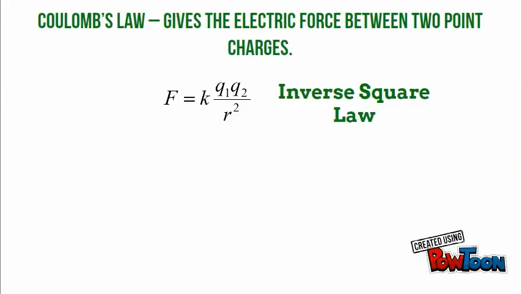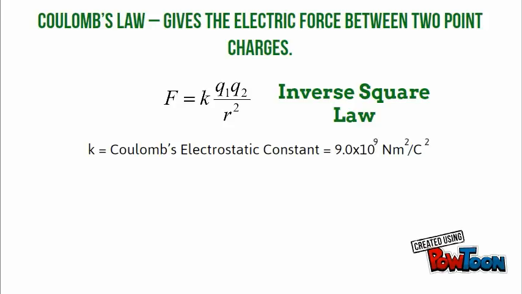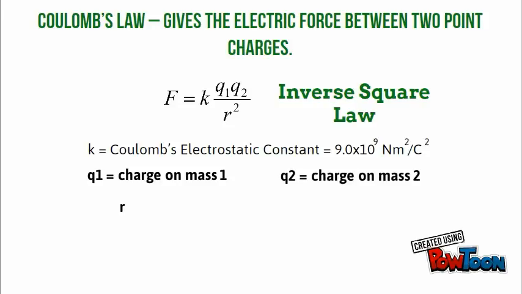Okay, so breaking down the equation a little bit more, K is a constant, and it's Coulomb's electrostatic constant, 9 times 10 to the 9th Newton meters squared divided by Coulomb squared, and that's just derived from the variables that remain in the equation. Like we said, Q1 is the charge on mass 1, and Q2 is the charge on mass 2, and R is the distance between the two.